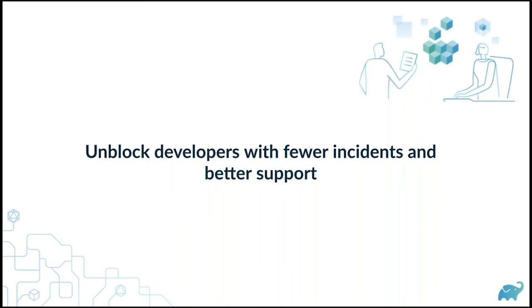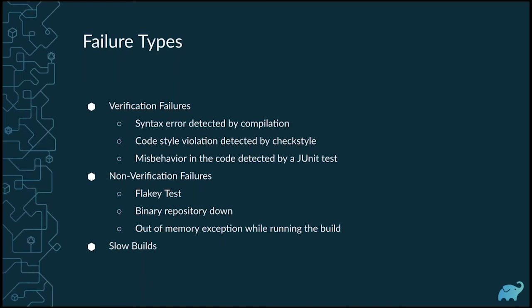The next point: many people describe reliability issues as their biggest pain point. That is a huge source of frustration, including flaky tests. So how can you make your developers more productive by letting them endure fewer incidents with the toolchain, and if there is an incident, provide better support? So there are two types of toolchain failures.